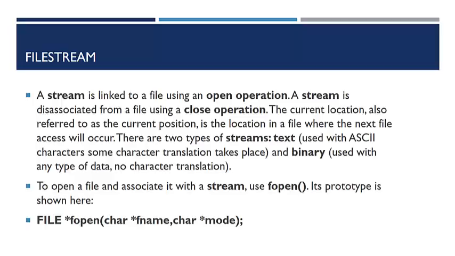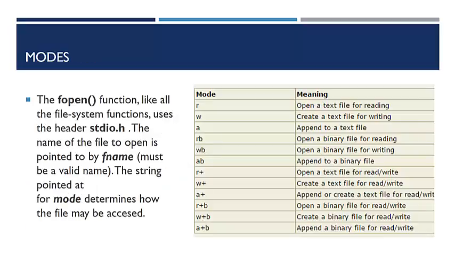To open a file, we use fopen. Here we can see that fopen has some modes. Like all file system functions, it uses the header stdio.h as mentioned before. The name of the file to open is pointed to by fname, and the string pointed at for mode determines how the file may be accessed.